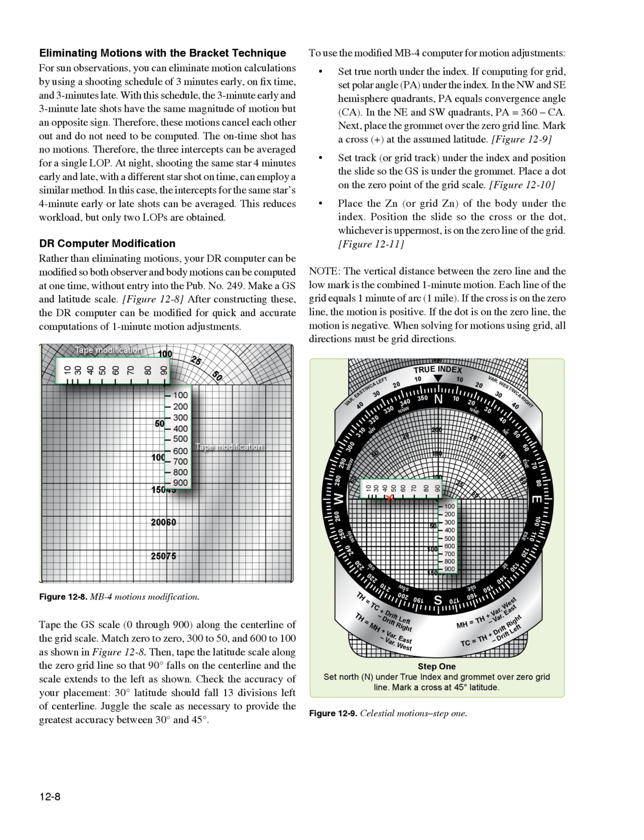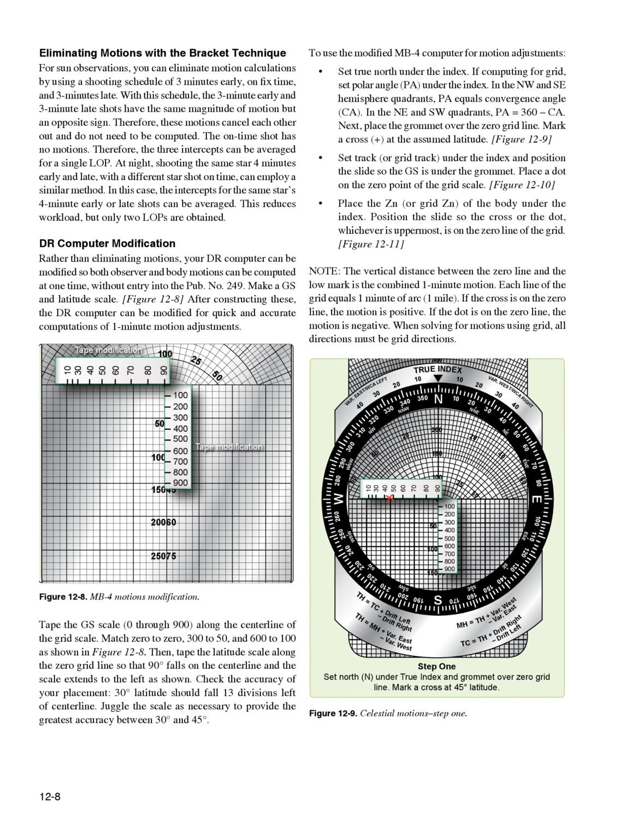To use the modified MB4 computer for motion adjustments, set true north under the index. If computing for grid, set polar angle, PA, under the index. In the NW and SE hemisphere quadrants, PA equals convergence angle, CA. In the NE and SW quadrants, PA equals 360 minus CA. Next, place the grommet over the 0 grid line. Mark a cross, plus, at the assumed latitude.